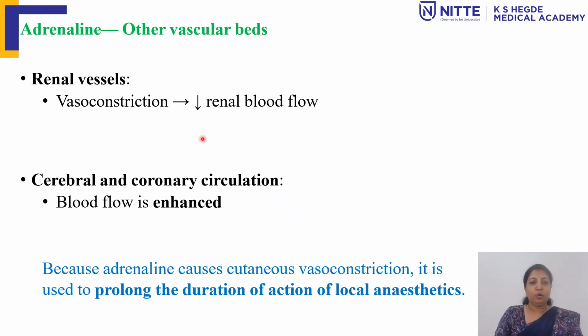Action of adrenaline on other vascular beds. On the renal vessel, there will be vasoconstriction, which can produce a fall in renal blood flow. On the cerebral and coronary circulation, the blood flow is enhanced. And they can also cause cutaneous vasoconstriction, so it can be used along with local anesthetics to prolong the duration of action.